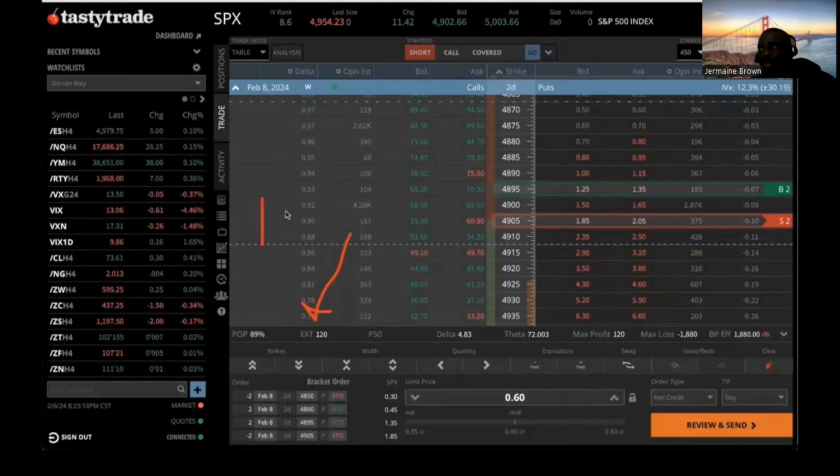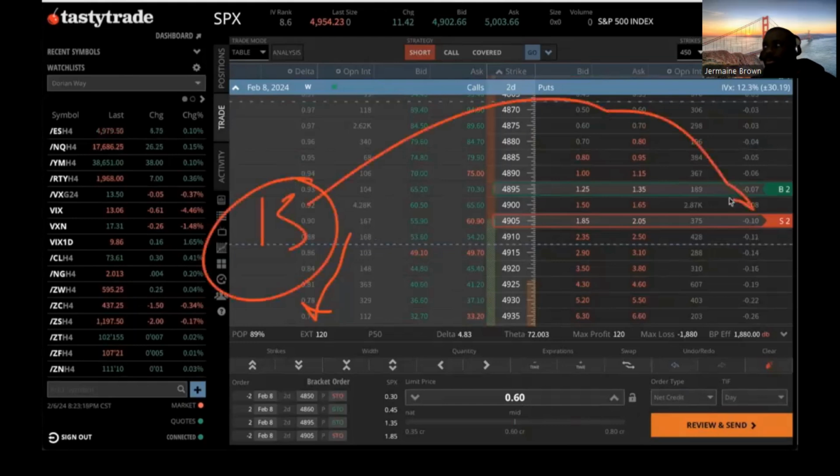So now on the call side, you're at 13 delta, and on the put side, you're at 10 delta. So you're in the green zone on both. And now you're going into the 1 DTE. So you're being proactive, right?